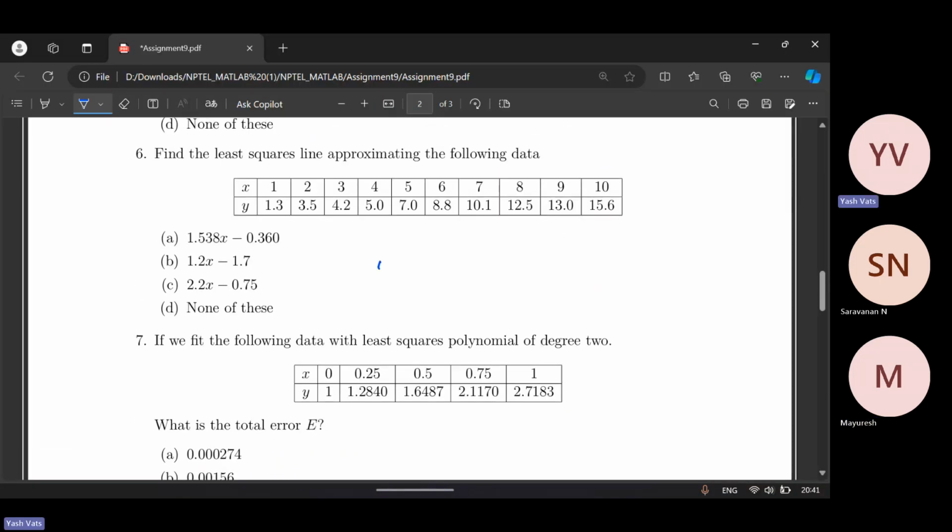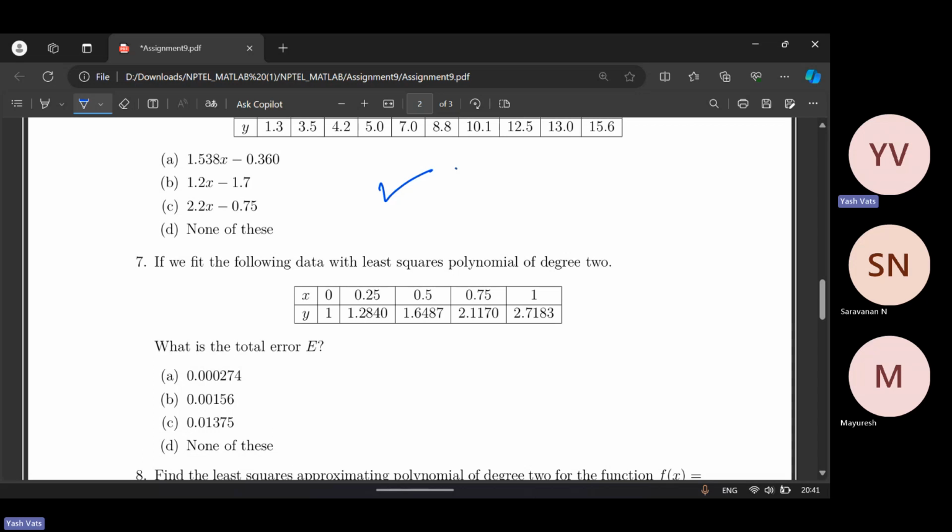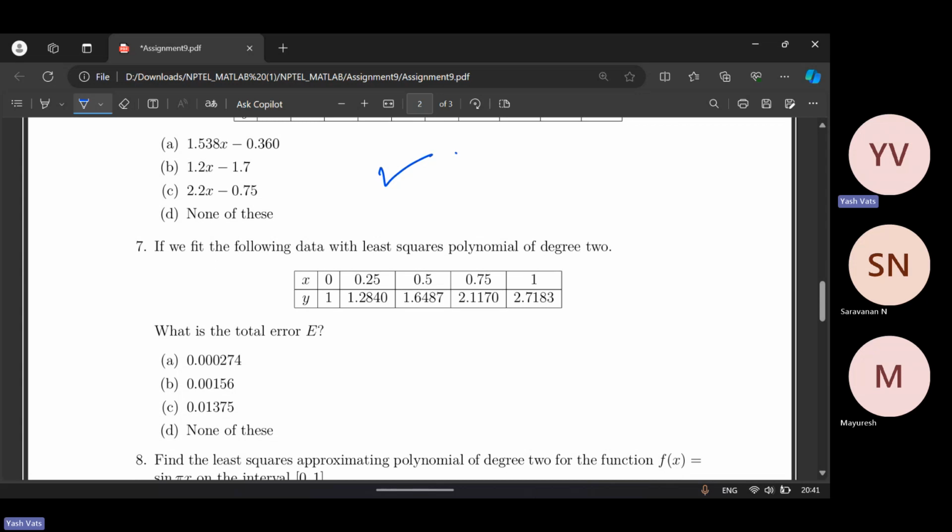So you can do the first question, I think: find the least squares line approximating the data. It is a big data. And if we fit the following data with a least squares polynomial of degree 2, what is the total error E? What does it mean? At which point? It should mention some point, like at 0.5.